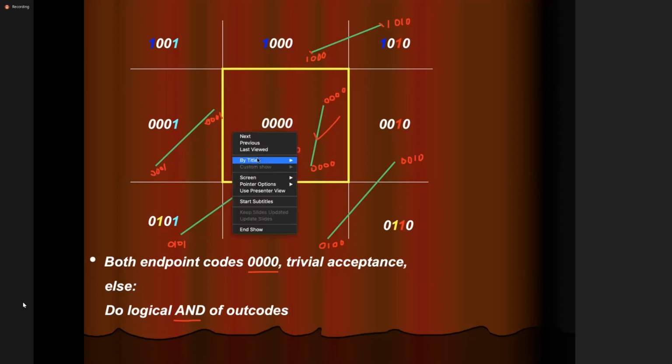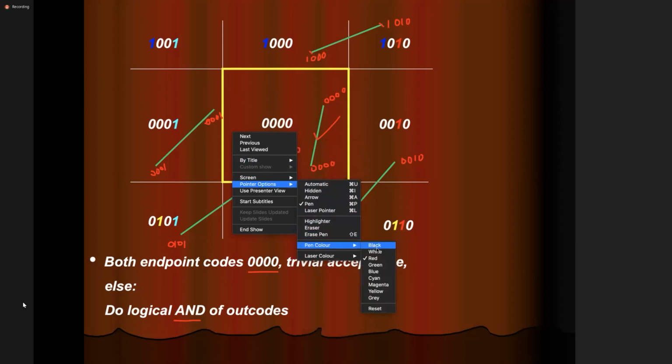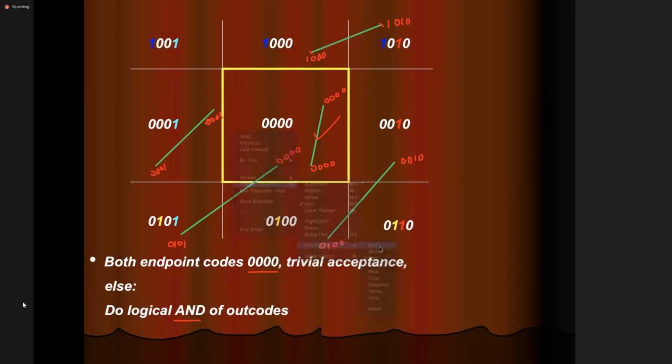Let me tell you, I will draw it by using different color. I will mark it by using magenta or maybe yellow or no, green. I will mark it, okay, black. I'll mark it by using black.